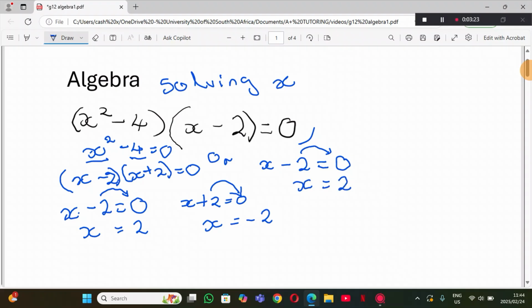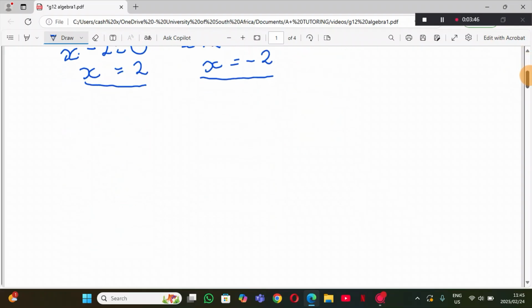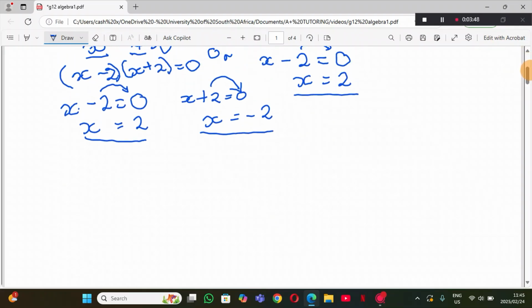So now we have three x's. Here we have one x, which is x equal to 2. We have a second one, which is x equal to minus 2, and then a third one, which is x equal to 2. You see that x equal to 2 is repeated, meaning we can just write it once. So our final answer for this question would be x is equal to 2 or x is equal to minus 2.